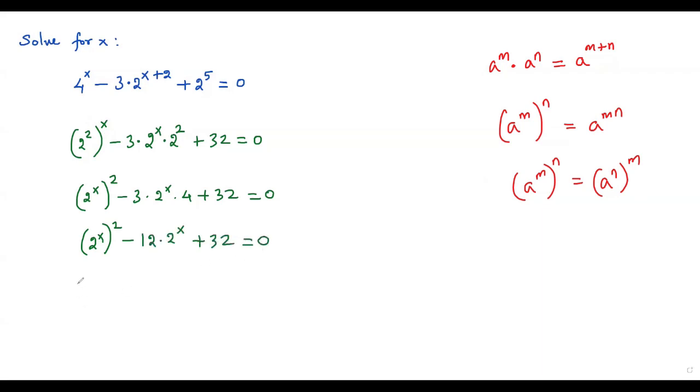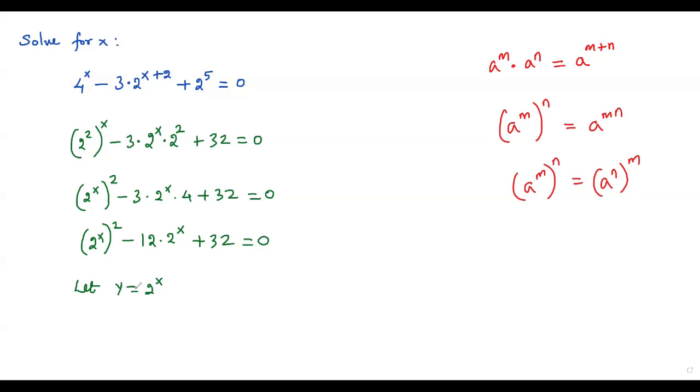Okay, now I'm going to assign a new variable y for this 2 to the x power, because here I find 2 to the x power, here I find 2 to the x power. When I assign a new variable y for this 2 to the x power, I'll get a quadratic equation in terms of the new variable, so that I can easily solve for the new variable, and once I get its value I can solve for x. So I'm going to assign a new variable y for this 2 to the x power to make the solving process easier.